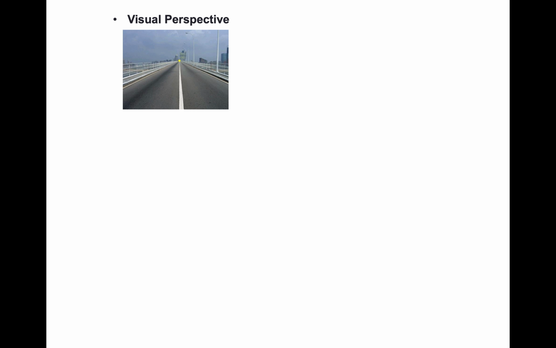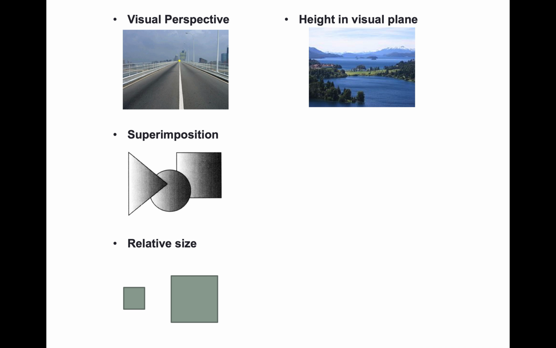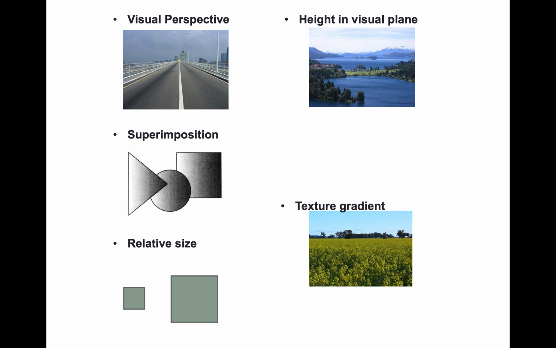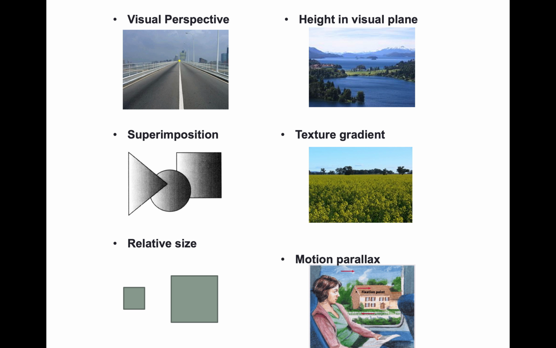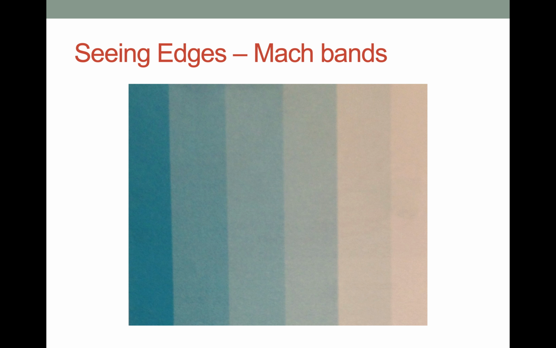It is because of the way that our brain organises this information, as well as visual experience, that we are able to see visual perspective, superimposition, relative size, height in a visual plane, texture gradient, and that we experience motion parallax. So let us have a look at one example of a visual illusion so that we can understand that what we perceive is not always based on reality.